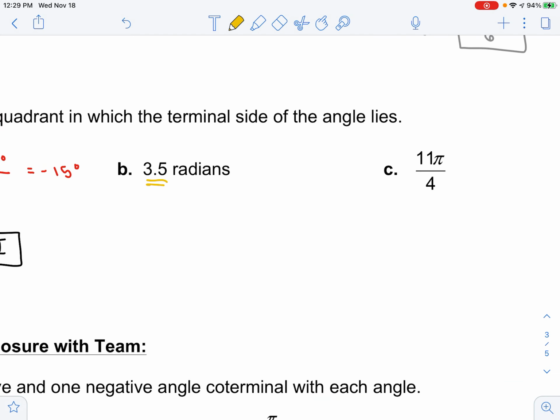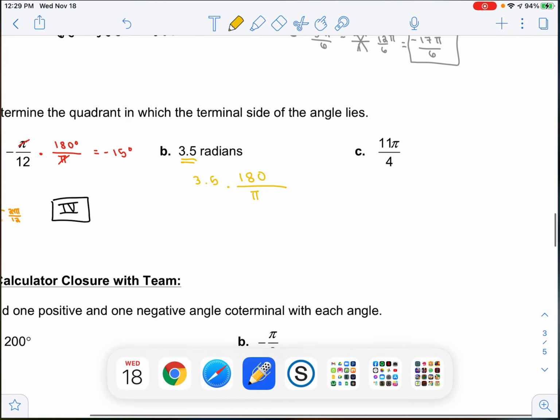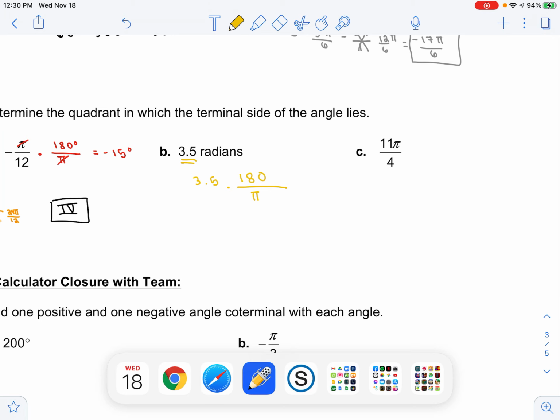Way 1 is convert it to degrees. Keep in mind the radians is absorbed in here. So if you wanted to convert this to degrees, think about this as 3.5 times. If I want to cancel the radians, it's in here. It doesn't seem like it is, but it is. I would have to put pi down here and 180 on the top. And then when I find my answer, I would have to multiply across.